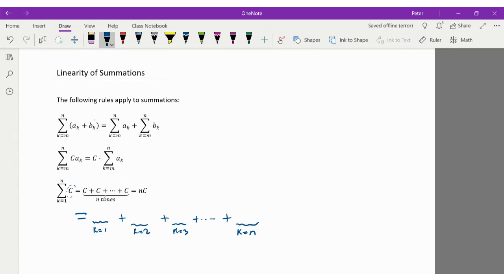The thing is, there is no k in this expression. There is no k after the sigma, so I would replace the k with 1, but there is no k to replace. I just get a c. I replace the k with 2, but there's no k to replace. I get c, and I just keep doing that. So I'm just adding c to itself n times, and you can see that that's equal to nc. Okay.